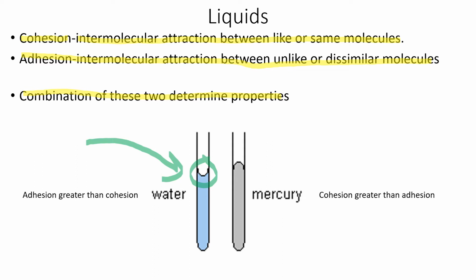If you look at mercury, mercury has the exact opposite properties of water. That's because for mercury, cohesion is greater than adhesion. The meniscus for mercury faces the opposite way. Mercury is trying to maximize contact with other mercury and minimize contact with the walls of the container. That's the reason why mercury is not used in thermometers anymore: when the thermometer breaks, you get these little balls of mercury that roll around everywhere and are a real pain to clean up.